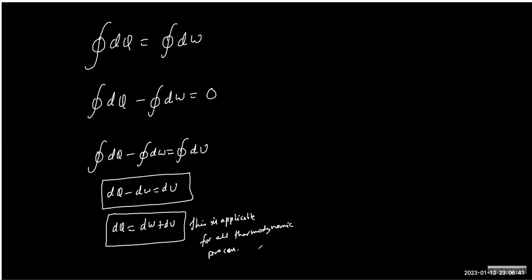This is applicable for all thermodynamic processes. If you know the thermodynamic process, you can always apply this relation. The cyclic one will not include the dU for the obvious reason, because in a cyclic process it is always 0. So first, I would like to show you the application of this relation.